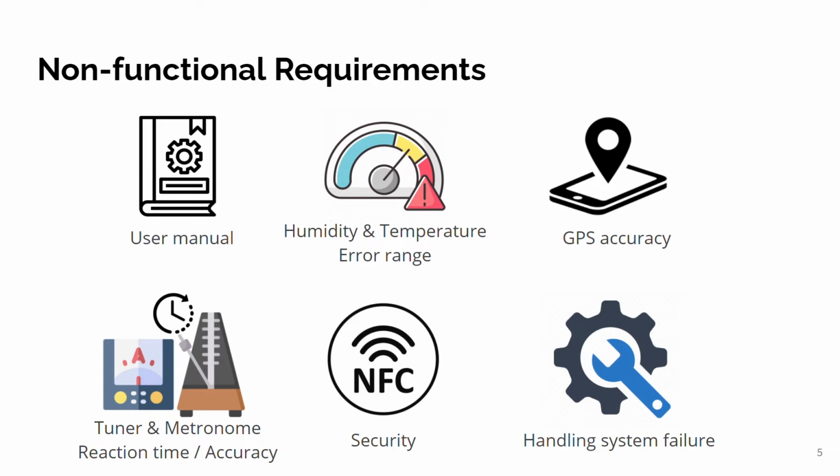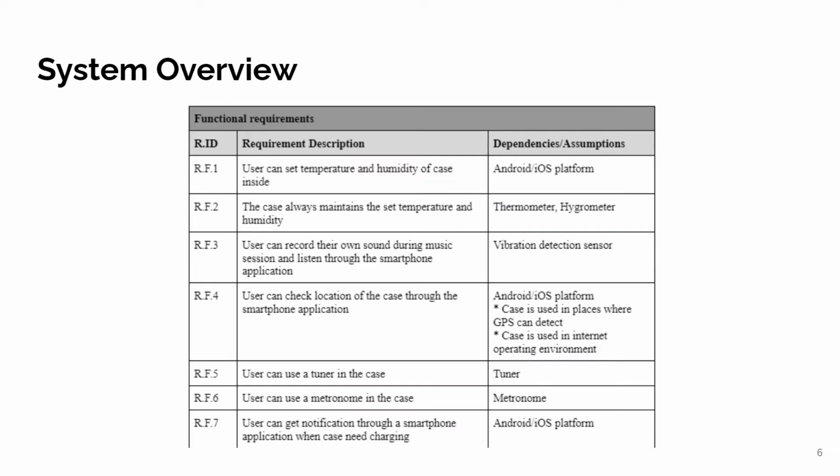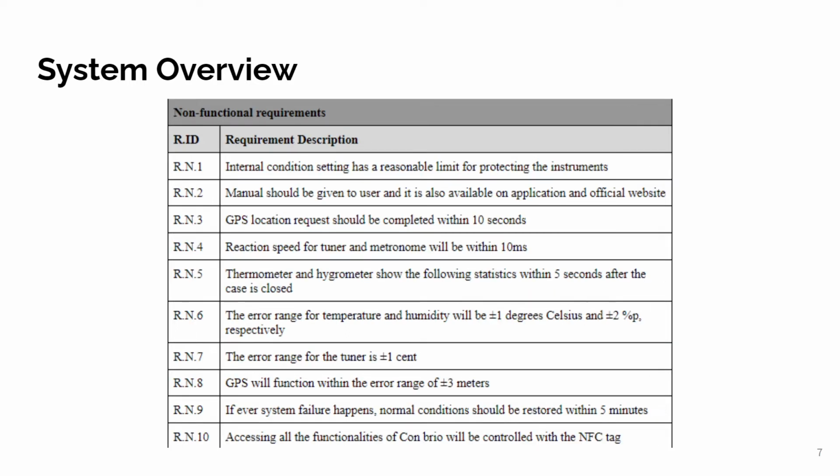The frequency should be kept within an appropriate range, and the tuner and metronome should show response within the target reaction time. Fifth, an appropriate security system shall be provided. And finally, the system shall appropriately handle system failure. Here is the full list of the functional and non-functional requirements in the system overview. You can refer to them by looking at our project document.